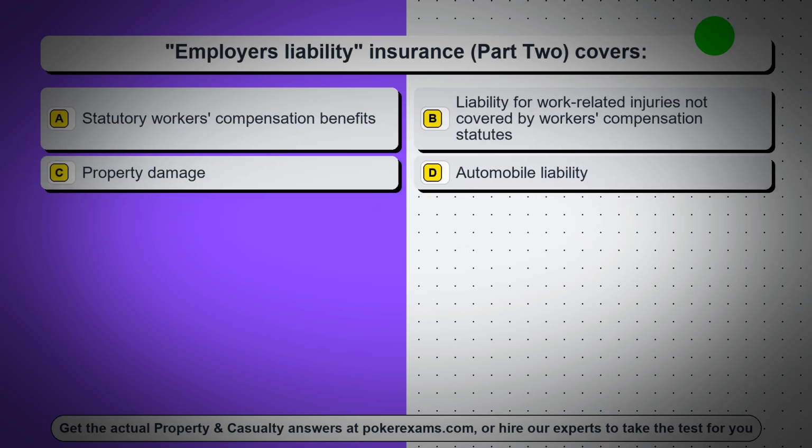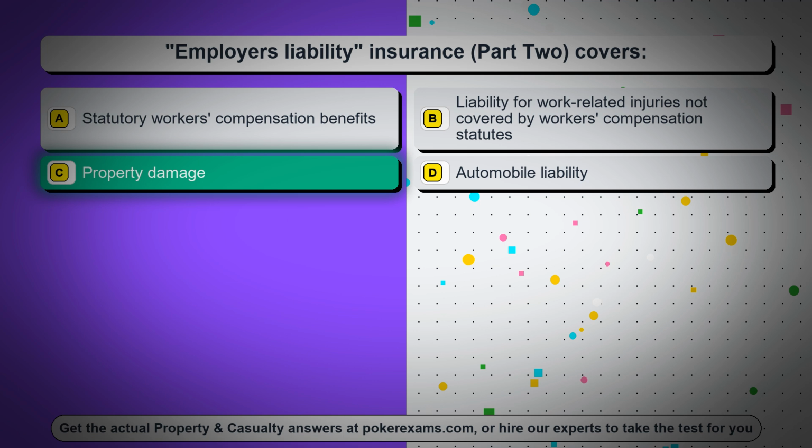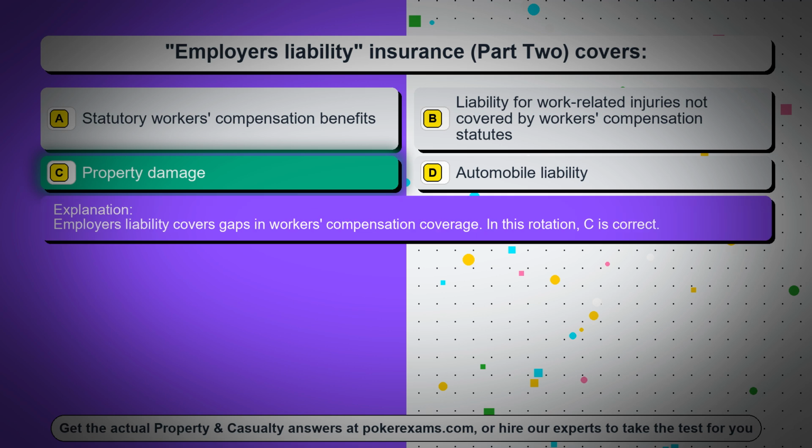Question 33. Employer's liability insurance, Part 2, covers: Option A, statutory workers' compensation benefits. Option B, liability for work-related injuries not covered by workers' compensation statutes. Option C, property damage. Option D, automobile liability. The correct answer is option C, property damage. Employer's liability covers gaps in workers' compensation coverage. In this rotation, C is correct.